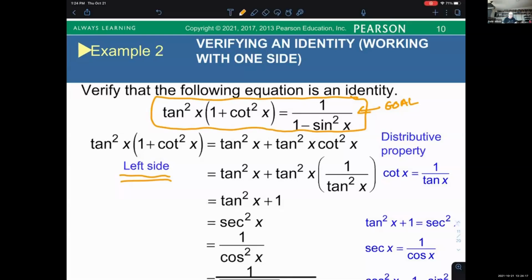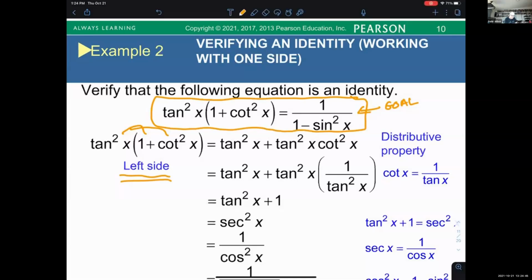So what did they do? Well, they distributed. How would you know to do that? It's just something that you're able to do, and you're going to be doing some trial and error on quite a few of these problems. You could have also said, maybe I'll start by converting the tangents and the cotangents all into sine and cosine. It's up to you. So when they distributed, tan squared x times 1 is tan squared x.